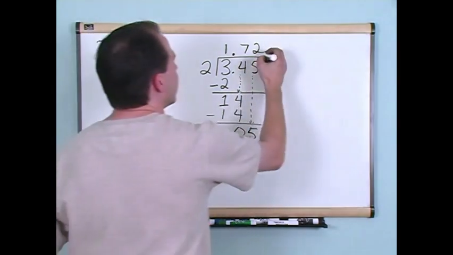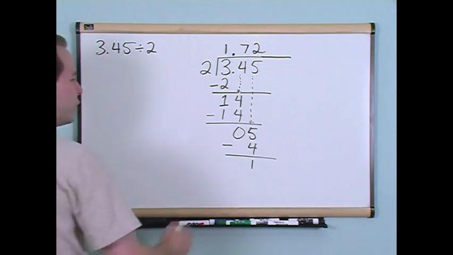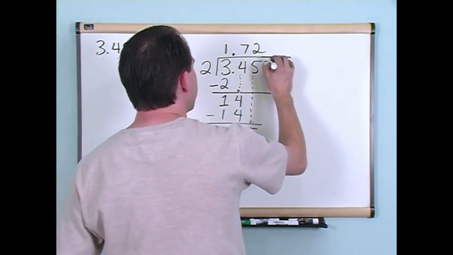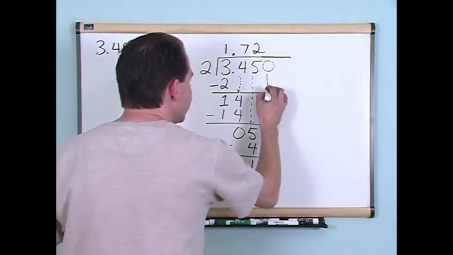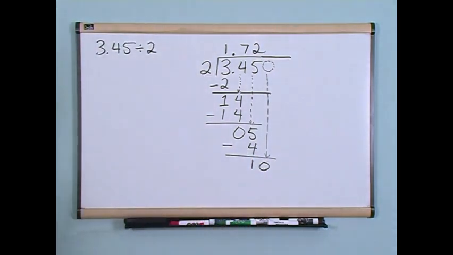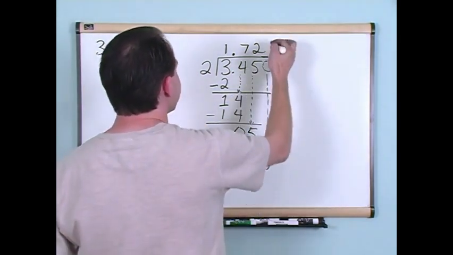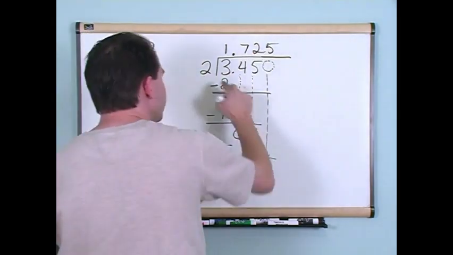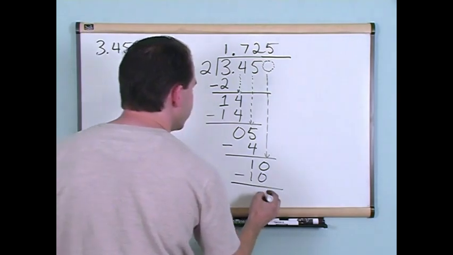But in decimals, there's no more digits over here that you can drop down to help yourself. But in decimals, you're allowed to add a 0. In fact, you're allowed to add as many zeros as you need. So we're going to add a 0 up there, and we're going to drop that 0 down and make it a 10. And we ask ourselves, can 2 be divided into 10? The answer is yes, it can go 5 times. 5 times 2 gives you 10, and 10 minus 10 gives you 0.